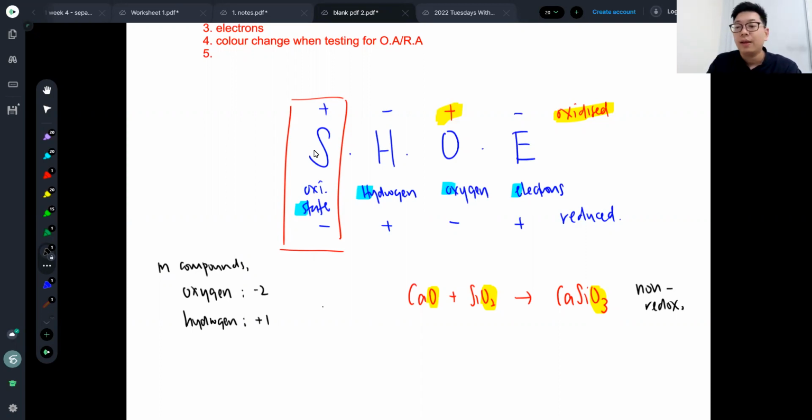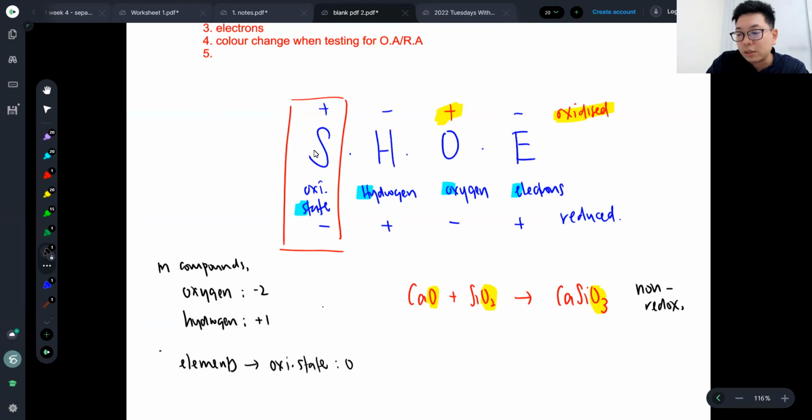Then for elements, all of them, oxidation state is always 0, always no charge. So let's use these 2 short rules first to do the calcium oxide example. Here we're dealing with compounds, so always split the compound into elements, step 1, and fill in oxygen first.